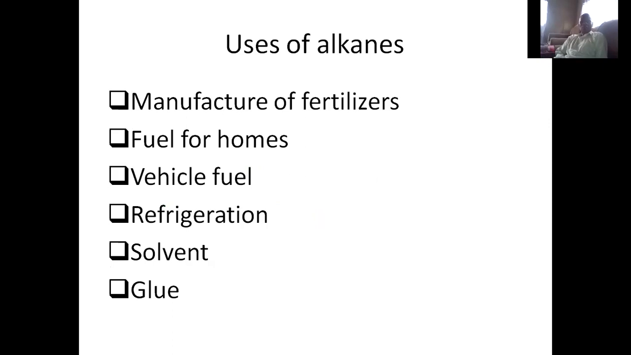And now we'll go straight to look at where we can use these alkanes. We have many uses of alkanes. I've just listed a few here. They are used on a daily basis. So we use them for making fertilizers, also for fuels in homes, electricity generation, as well as in vehicles as fuel, as well as in the refrigeration process, also as solvents, making organic solvents, as well as glue. But there are many other uses where alkanes are used. They are used vastly, but I thought maybe we can just look at a few of them.